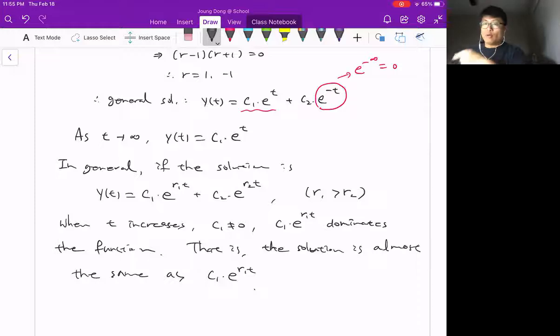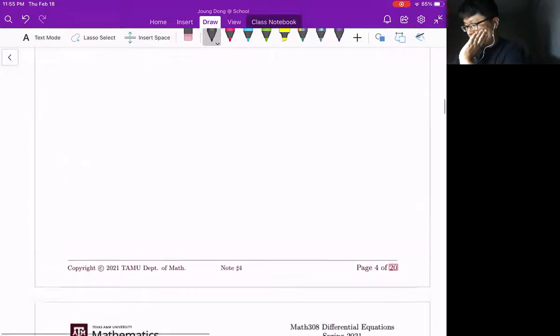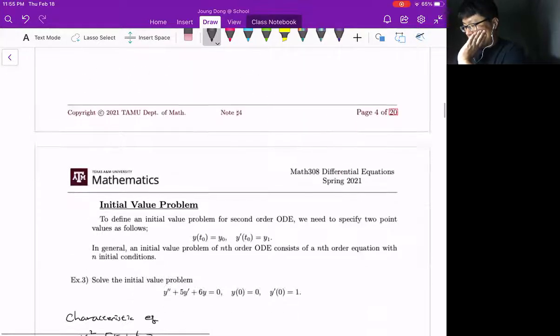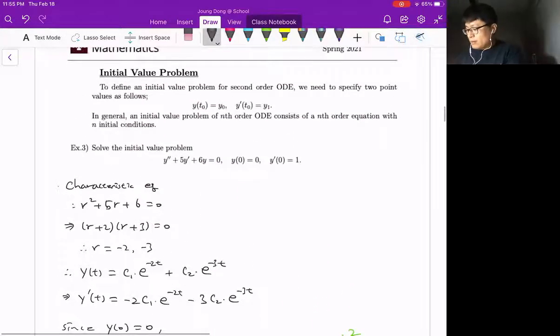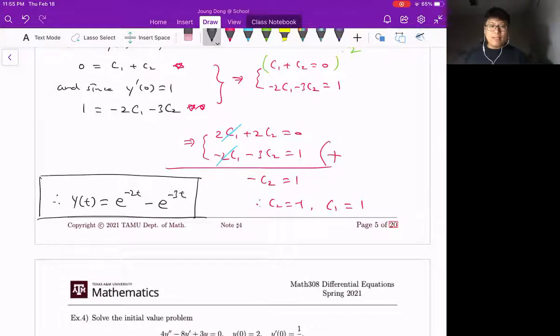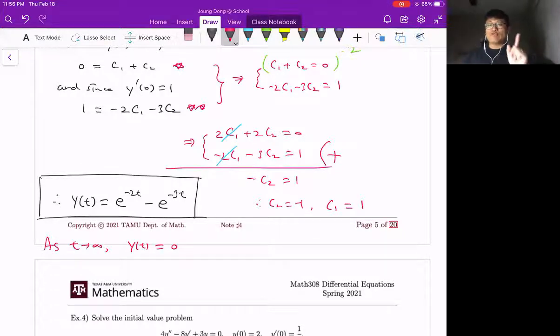So let me go back to the previous example. Let's start from the beginning. I think it is better to start from the initial value problem. Look at this one. We used the characteristic equation and found the solution form: e to the minus 2t minus e to the minus 3t. Then when t goes to infinity, what happened? e to the minus infinity equals 0, and also e to the minus infinity is 0. So your solution y(t) goes to 0. If you don't trust me, you can draw the graph of this solution curve. Then when t goes to infinity, your curve will converge to the x-axis.